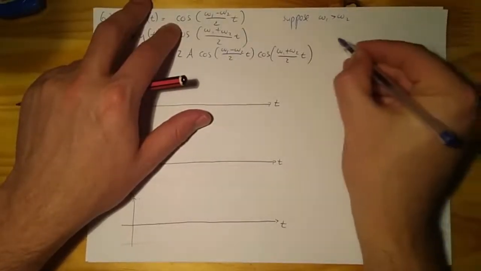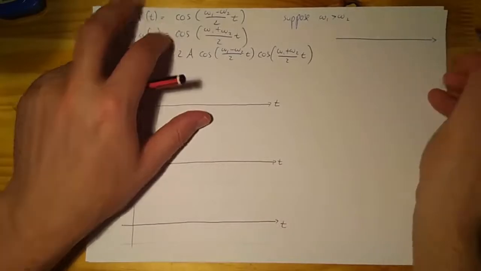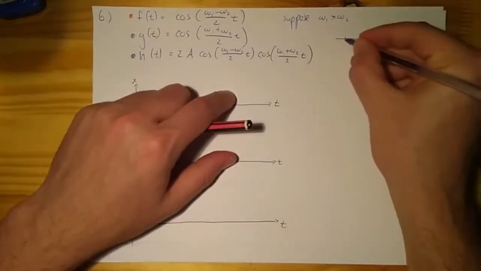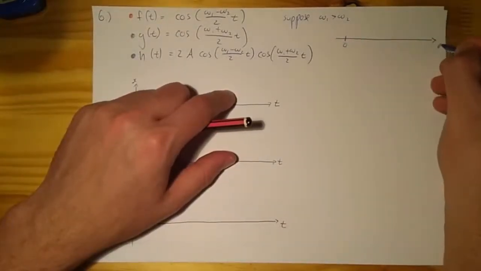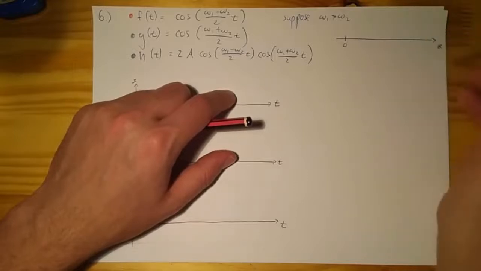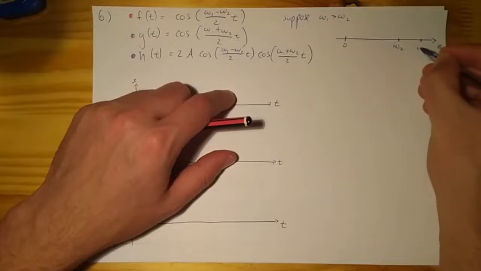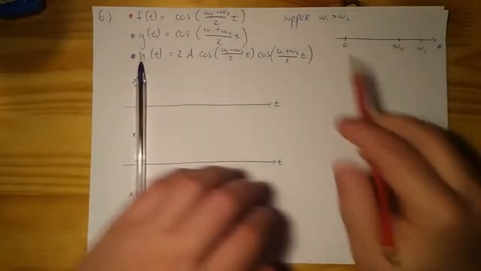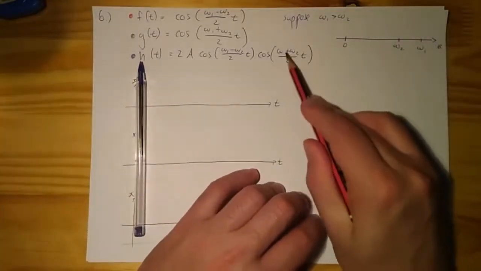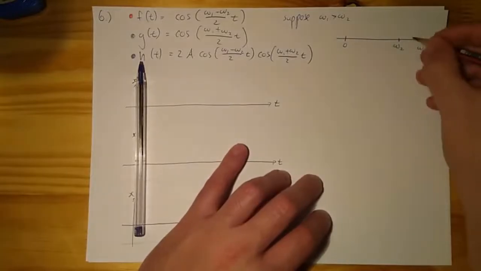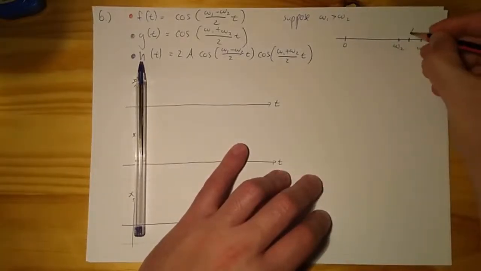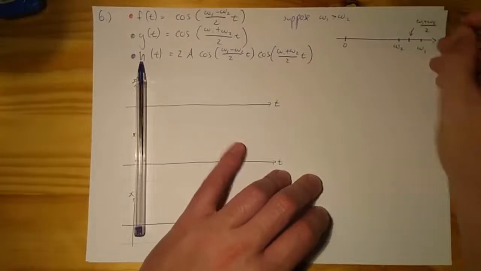So then if this is, say, your real line, and this is 0, then omega 1 is larger, so let's say omega 2 is here, and omega 1 is here. Okay, so what is this term going to be? Omega 1 plus omega 2 over 2. That's just the average between the two. So there, omega 1 plus omega 2 over 2.